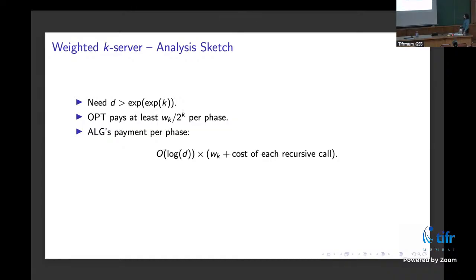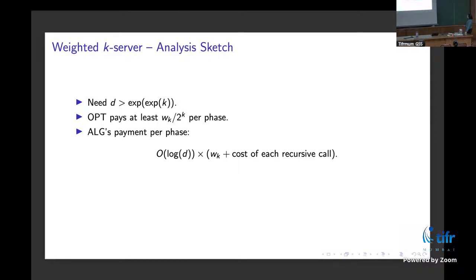While what happens to the algorithm's payment? Well, the algorithm's payment is roughly order log D, the number of switches, the number of jumps you make in the exploit part. Every time you make a jump, you pay some constant times wk. I've missed out this constant over here because you'll possibly have to change your entire configuration to the new one, not just the heavy server.